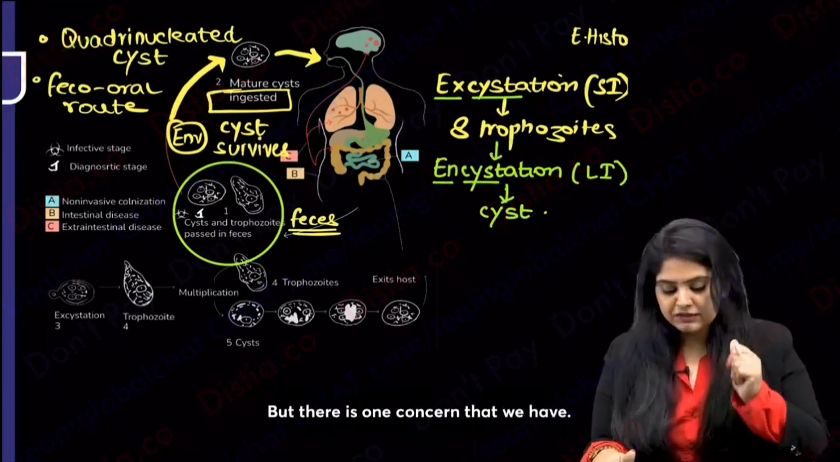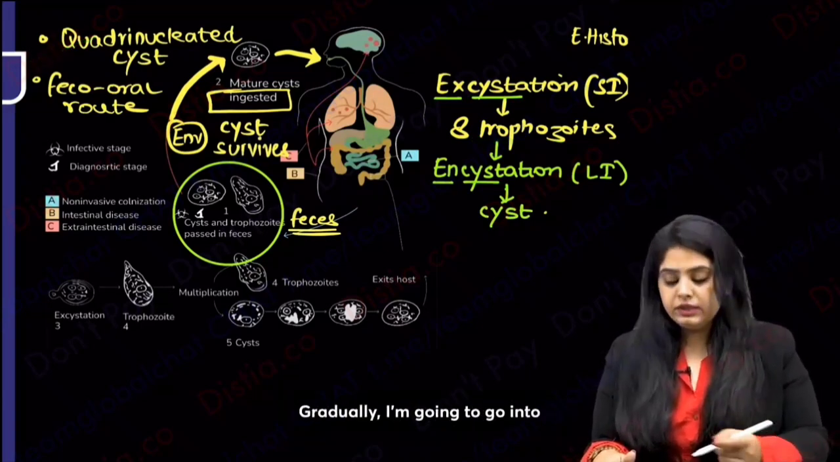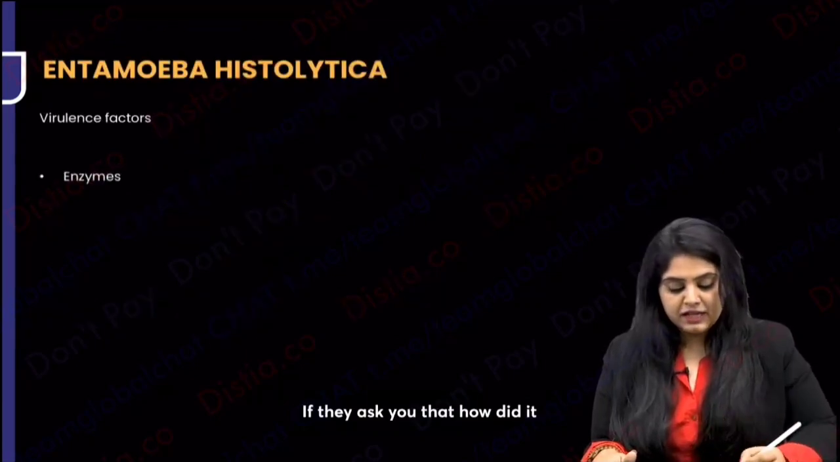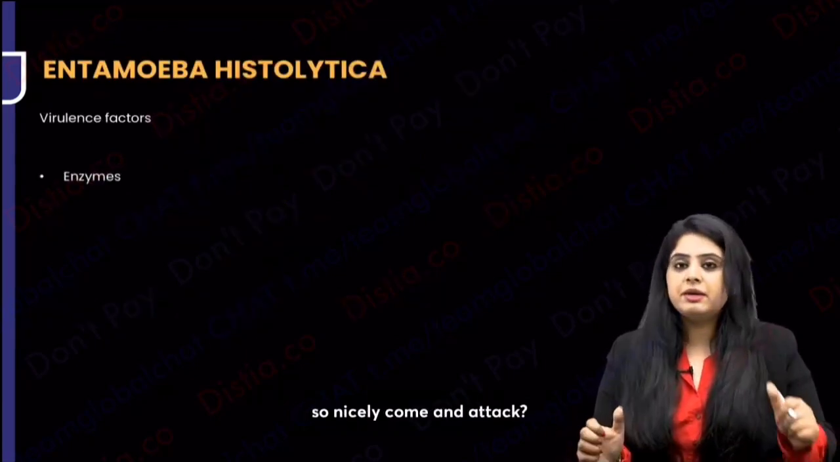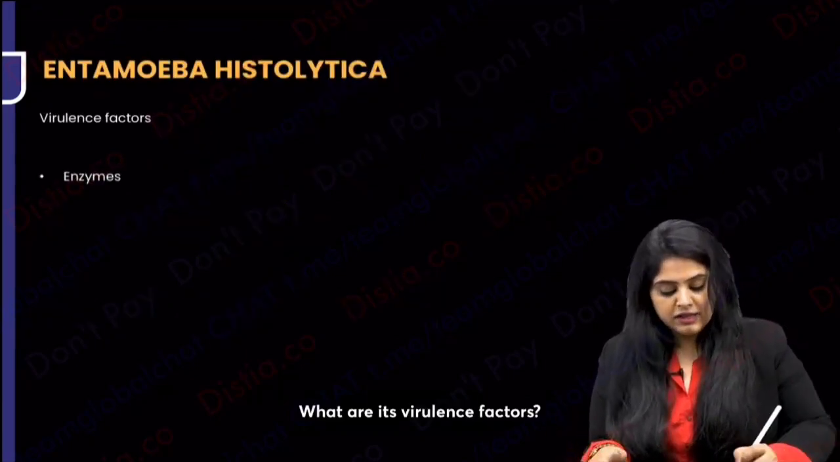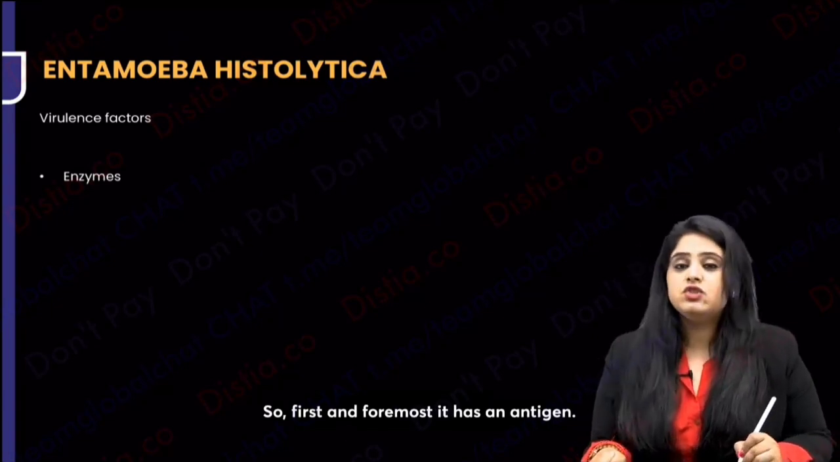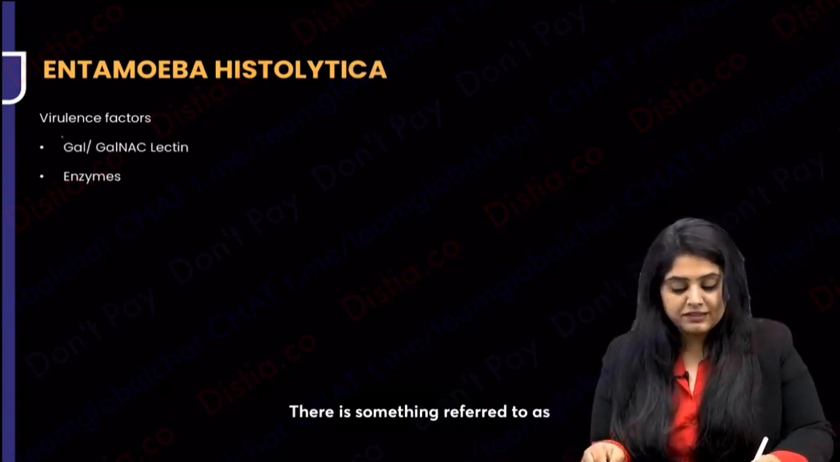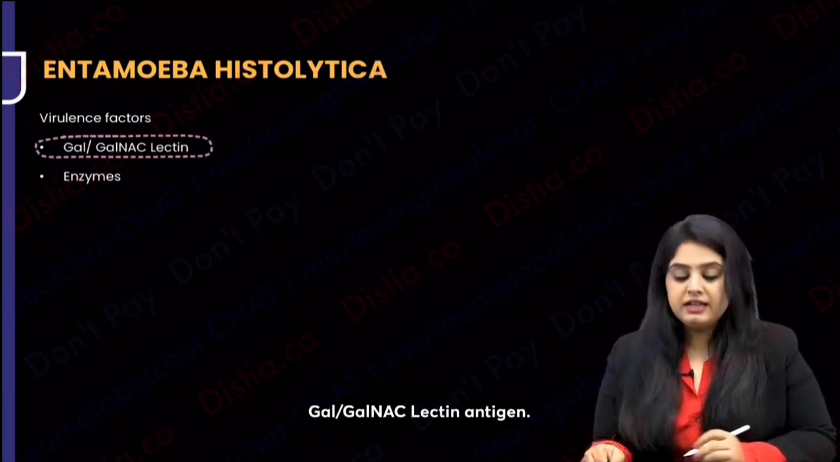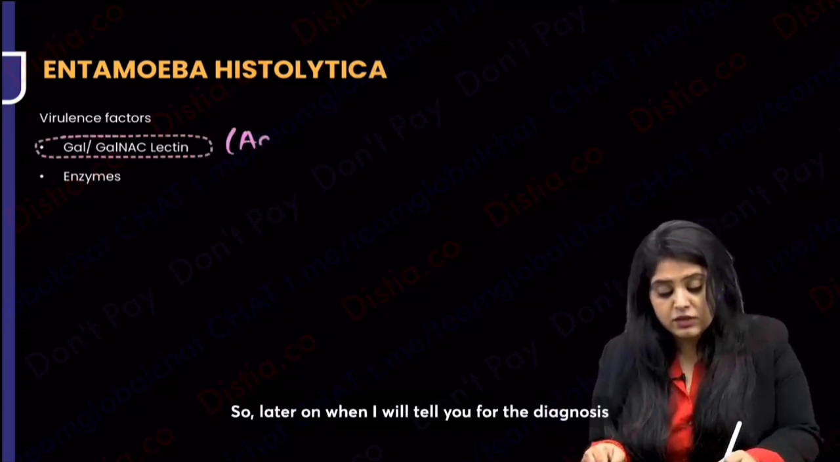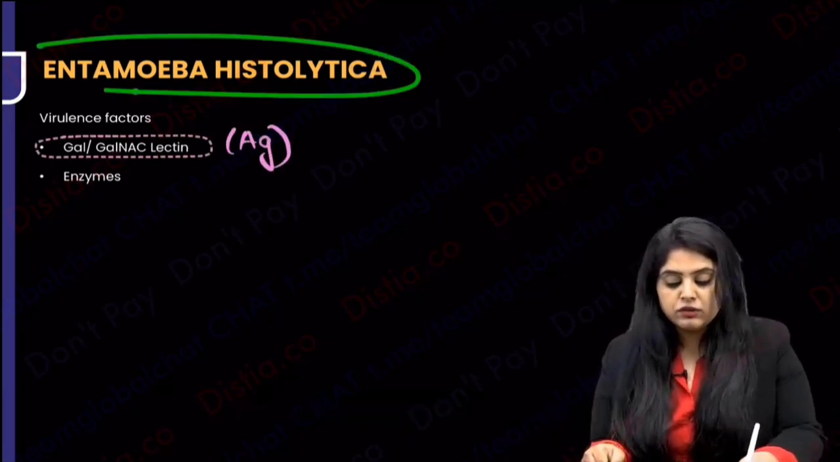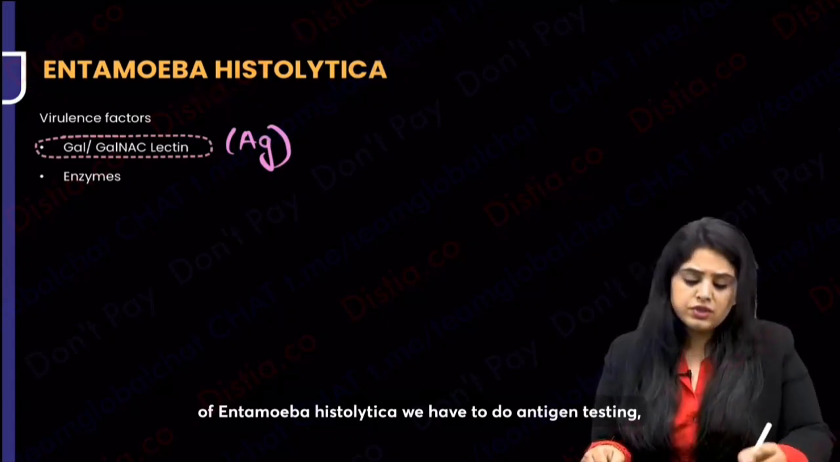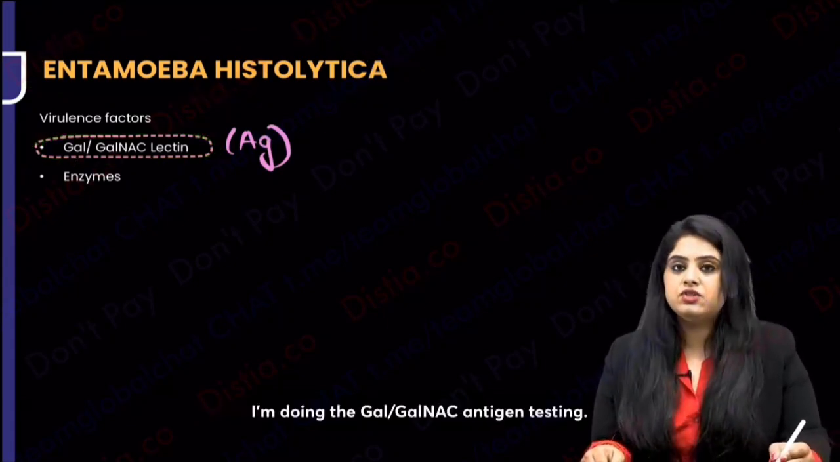But there is one concern that we have. Gradually I'm going to go into the details of this life cycle. If they ask you how did it so nicely come and attack, what are its virulence factors? So first and foremost, it has an antigen known as Gal-GalNAc lectin antigen. Very, very important. So later on, when I tell you about the diagnosis of Entamoeba histolytica, we have to do antigen testing. I'm doing the Gal-GalNAc antigen testing.